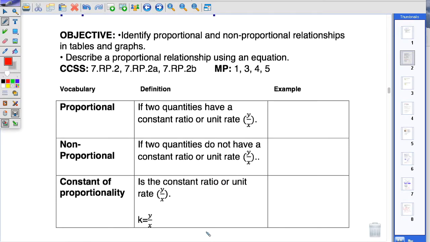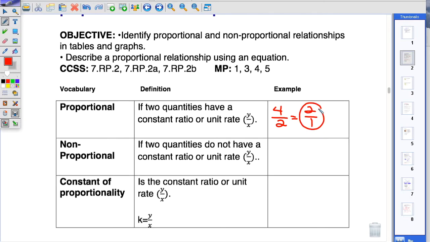The first thing that we're going to do is define our vocabulary words. The first word is proportional. The definition is: if two quantities have the constant ratio or unit rate of y over x. An example would be 4 over 2, which is equal to 2 over 1. It's proportional because if we reduce the 4 over 2, we get 2 over 1, and we can see that our unit rate would be 2 over 1.